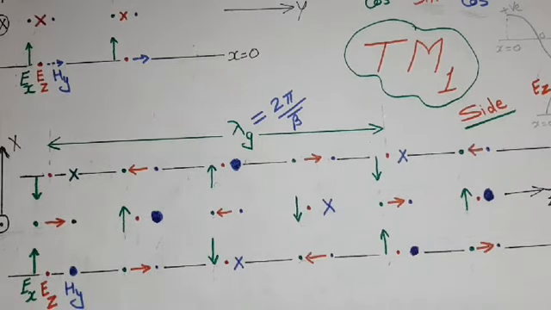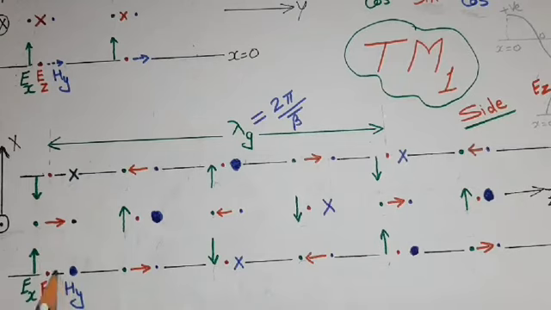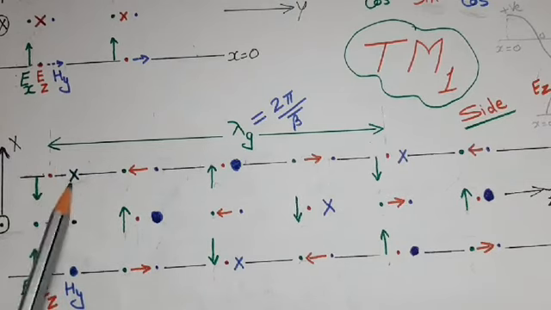In a similar way, Hy can be shown by dot and cross. Because Hy is into or out of the paper, Hy has a cosine function, so at x is equal to 0 it can be shown by a thick dot because positive y is out from the paper. And on the second boundary, it can be shown by a cross because here the field direction is into the paper, and in between the Hy value is 0.